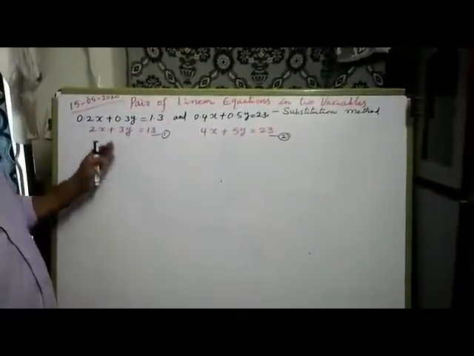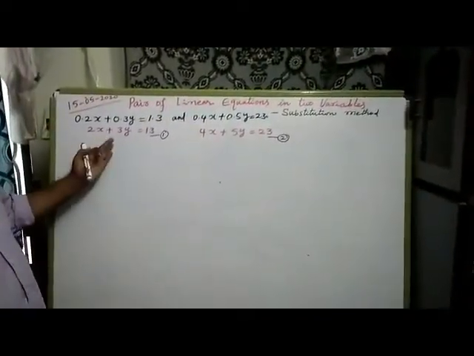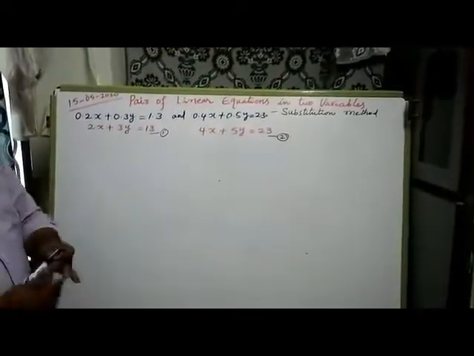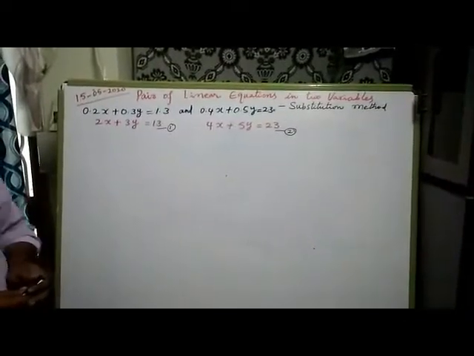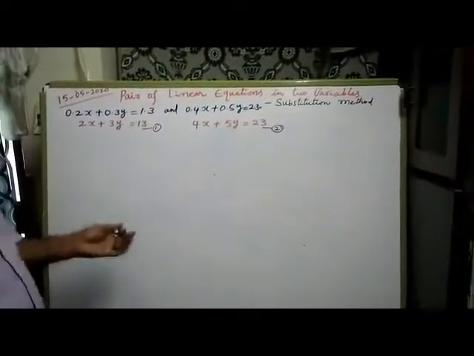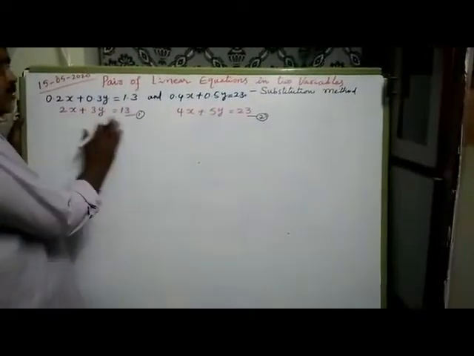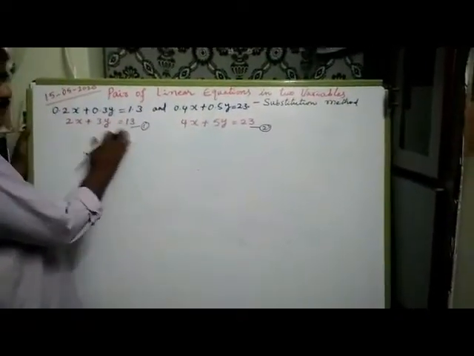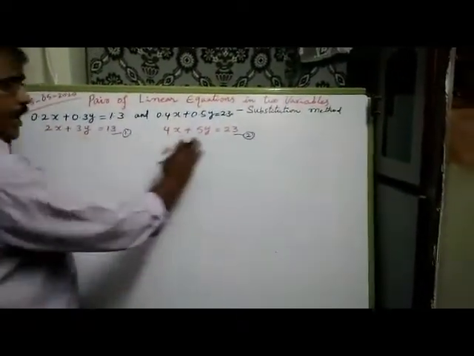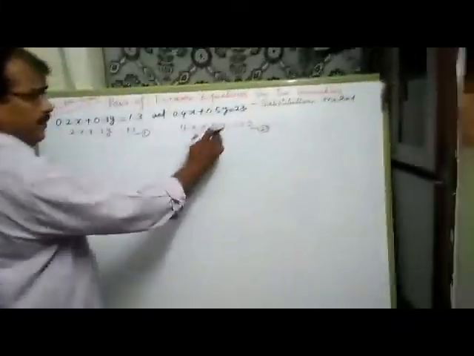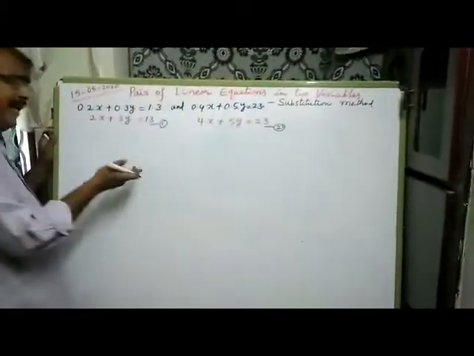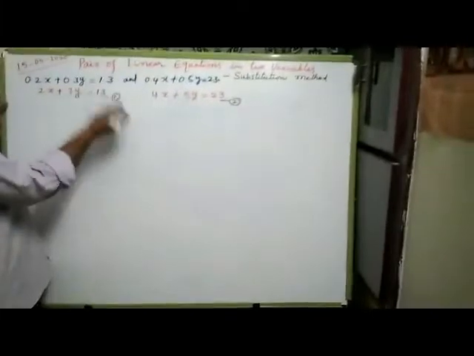Okay, these two are new equations. One is 2x plus 3y is equal to 13 and one is 4x plus 5y is equal to 23. We are going to solve these two linear equations by using the substitution method. Either you can write x in terms of y using the first equation, or using the second equation, or y in terms of x, whatever it may be.